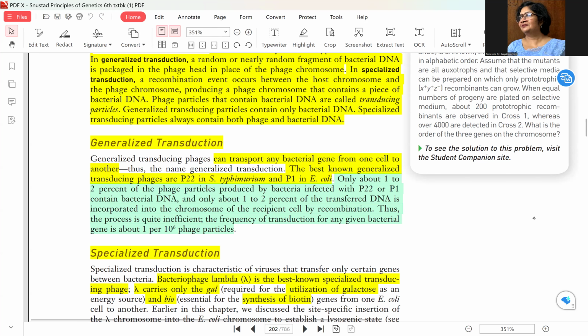Another is the lysogenic cycle, in which the virus DNA can integrate into the bacterial DNA. It can remain integrated in the bacterial DNA for several generations of the bacteria, during which the bacteria replicates the viral DNA along with the bacterial DNA.